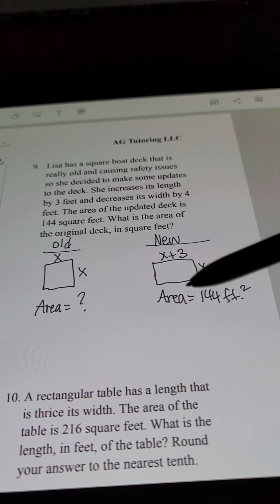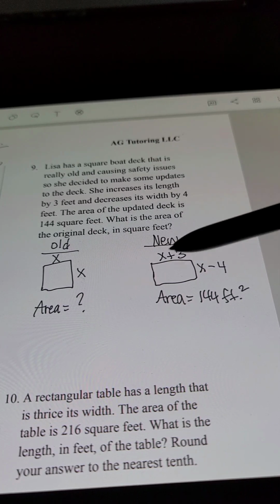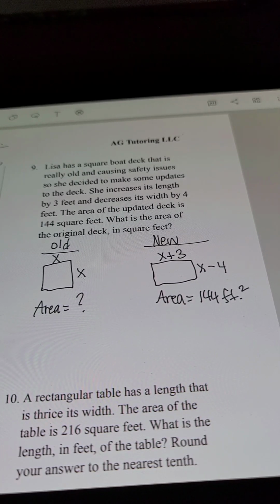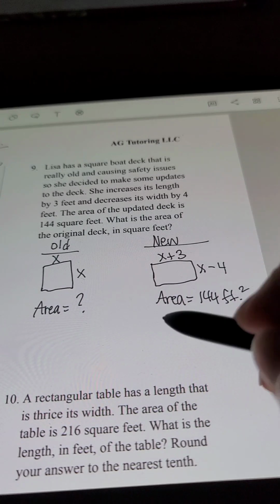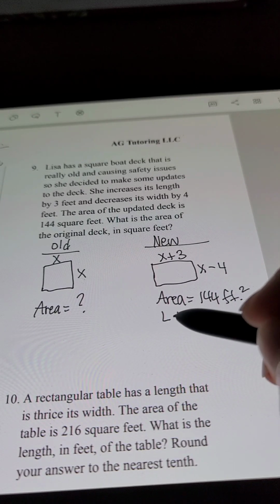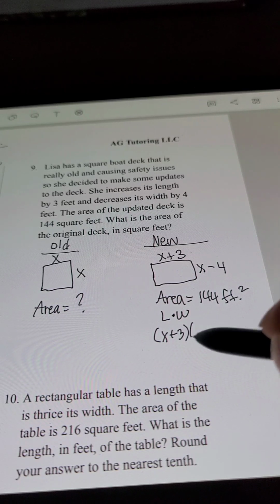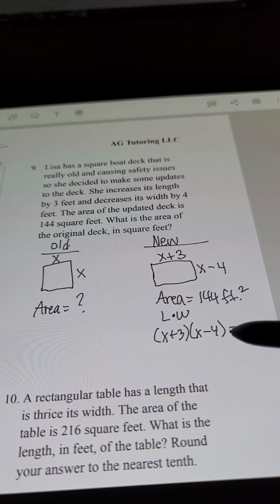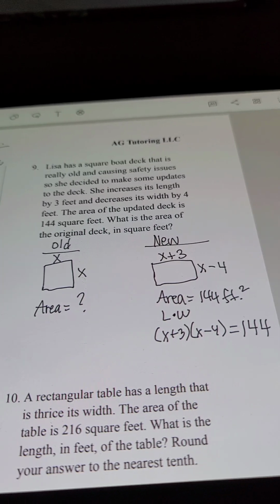So it looks like this. And then the overall area for this new deck is going to be 144. Well, this new deck can't be a square anymore. It's going to be a rectangle. So area of a rectangle is length times width, right? We know the length and width, so we can plug those in to be x plus 3 and x minus 4. And we could say it's equal to the area being 144.